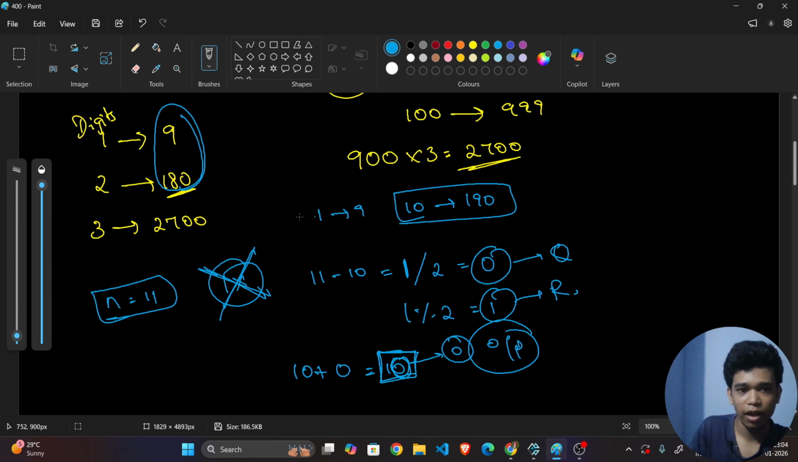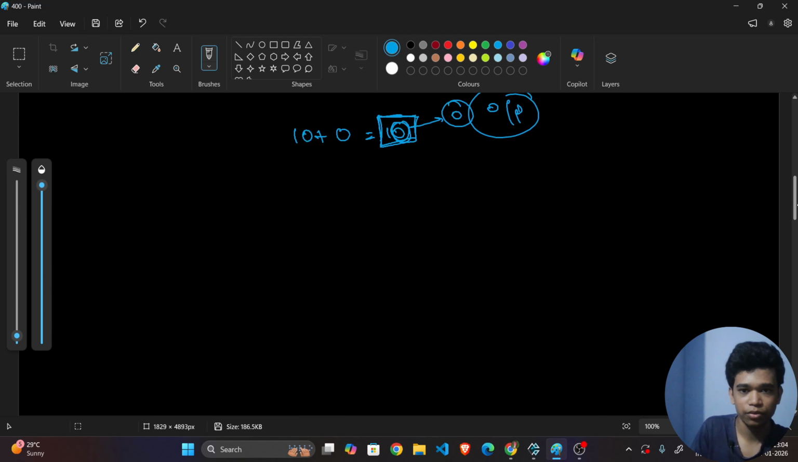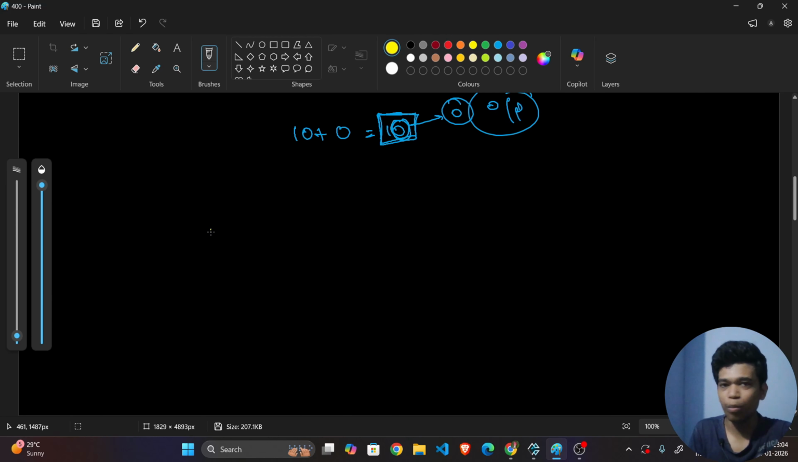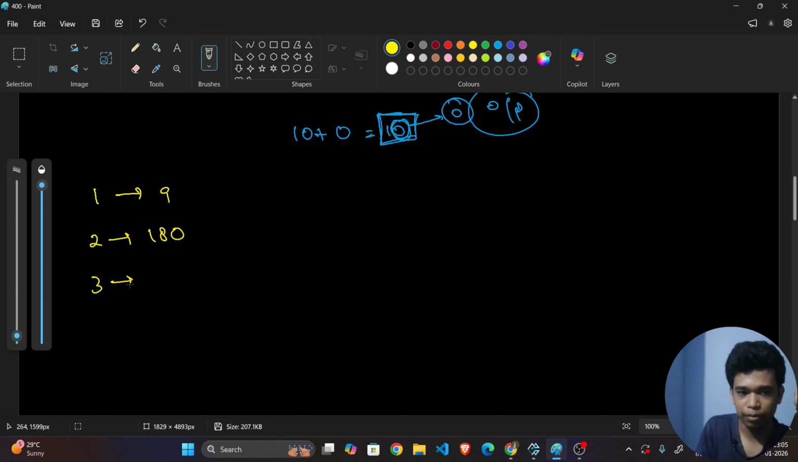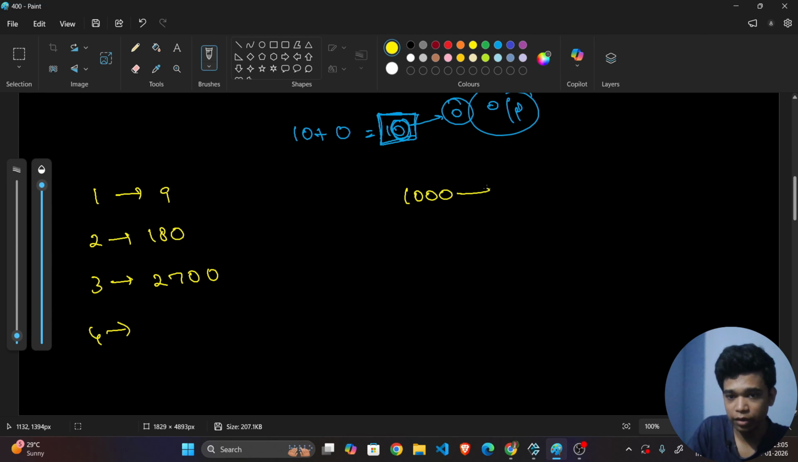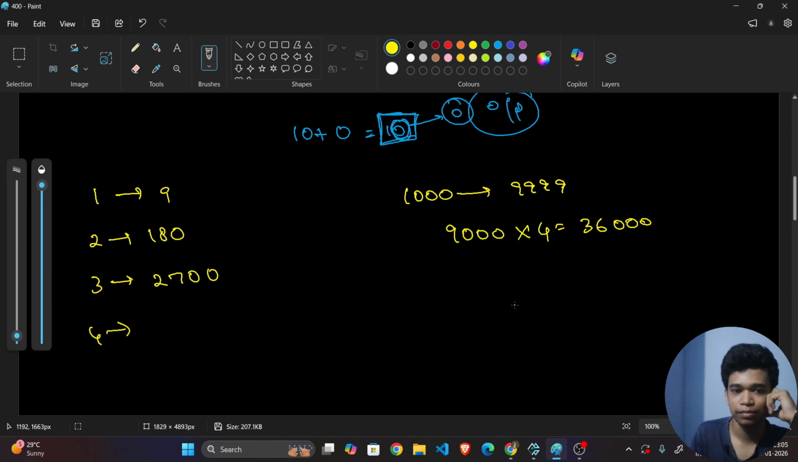Before that, let me finish this table. Observe this carefully. This is going to be the more important thing in this problem. One digit numbers will be a total of 9. Two digit numbers will be a total of 180. Three digit numbers will be a total of 2700. So four digit numbers will be from where to where? From 1000 up to four nines, right? So there are 9000 four digit numbers. One number contains 4 digits, so 9000 times 4 is equal to 36000. Can you understand this? So 36000.